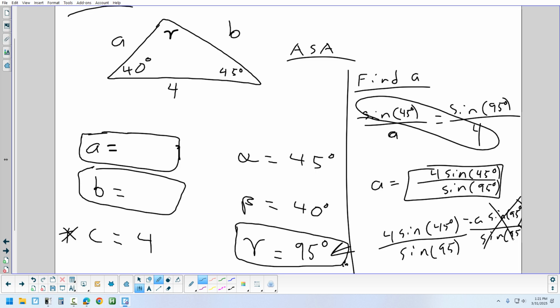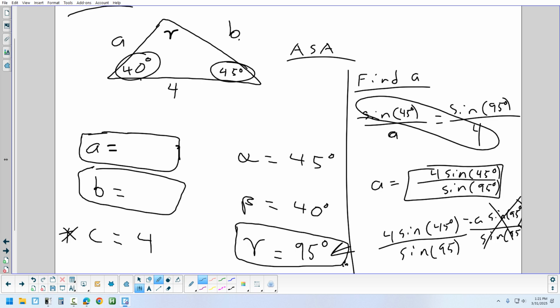Okay, I get it. How do you tell which one is beta again, like the 40 or the 45? I forget. So in this one, beta is across from B. Is it always across from B? Yes. And alpha is always across from A. Yeah, that's a good question. I didn't explain that on this particular problem. But A is always across from alpha, B is always across from beta.